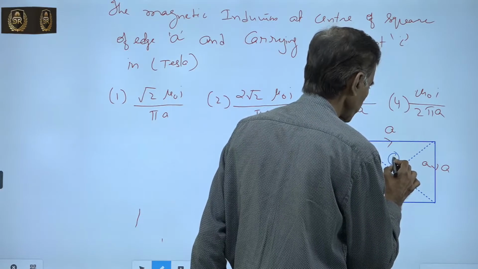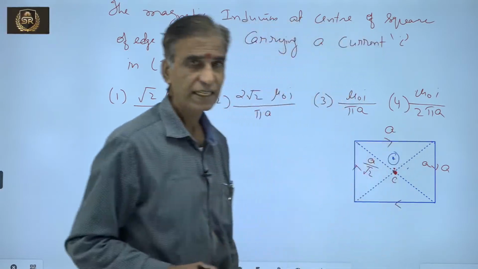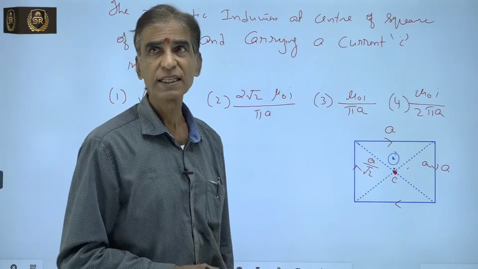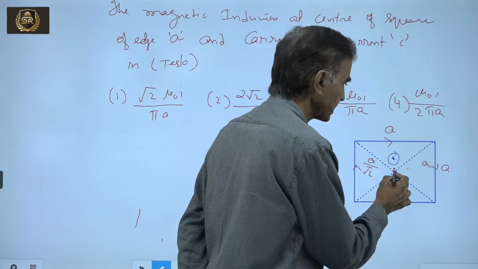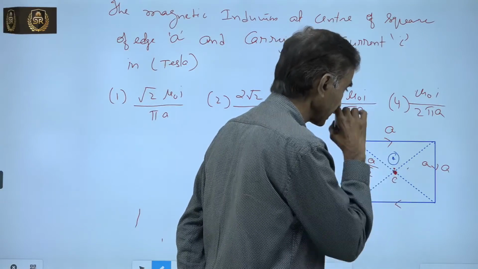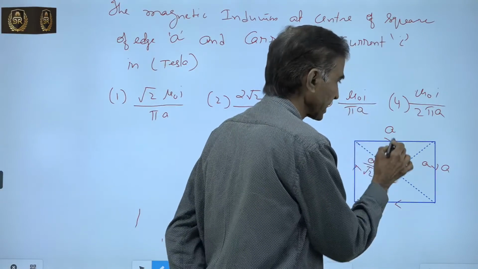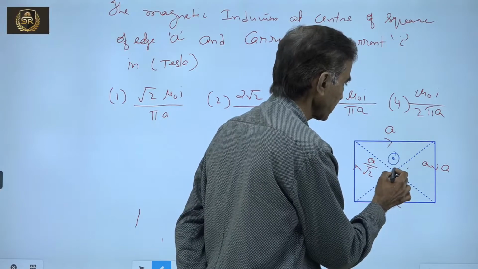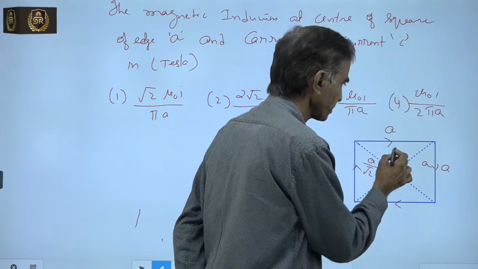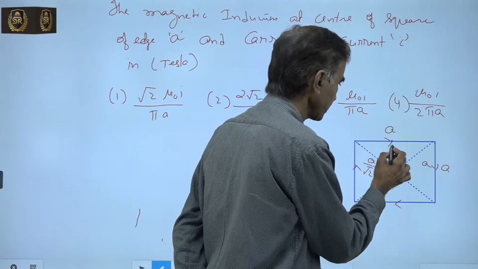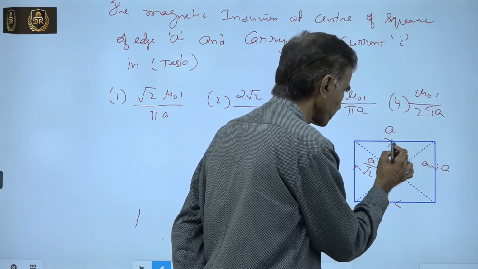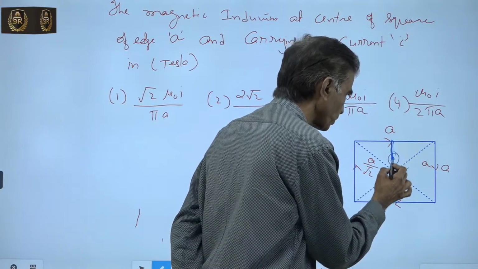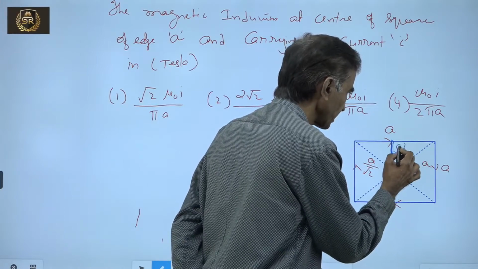Therefore, we just have to add. And are all identical? No, they are all of the same length only. And what is the distance here? Is the distance this one? No, this is the distance. This is the current and we want the field at the center. Therefore, we want the perpendicular distance. This one is the perpendicular distance. How much? A by 2, isn't it? This is A by 2.